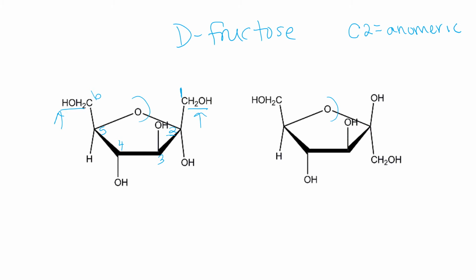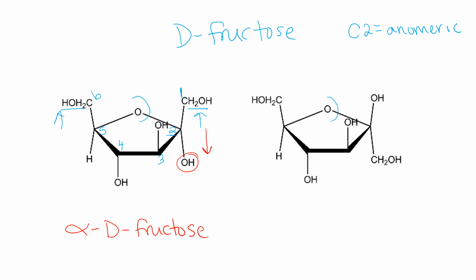The same rules apply. I'm looking for that OH group on my anomeric carbon. In this case, it's pointing down rather than pointing up. My tail is up and my OH is down. Because this is down, this is the alpha form of D-fructose.